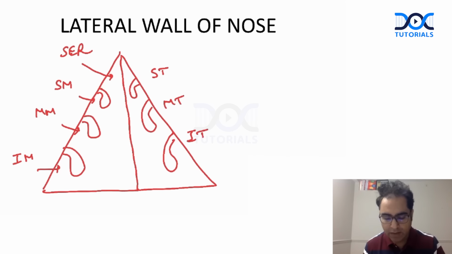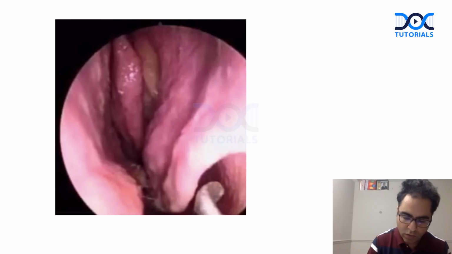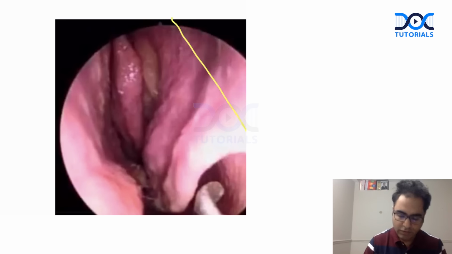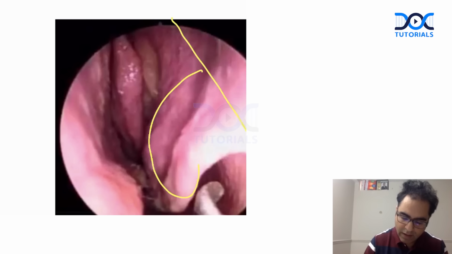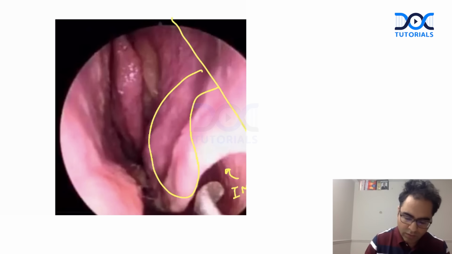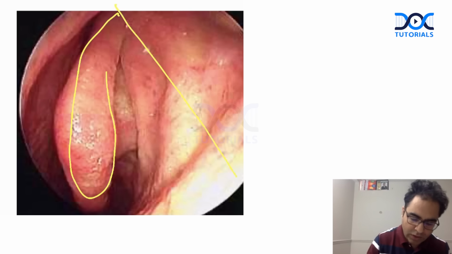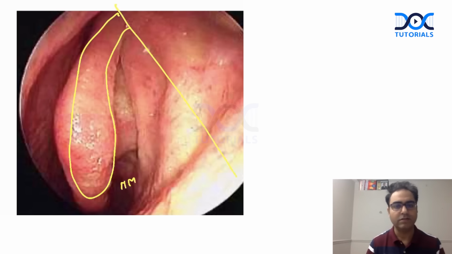Now, in the real endoscopy picture, please see, this is your lateral wall of the nose. This is your inferior turbinate, and this space is called inferior meatus. Similarly, over here in this picture, this is the lateral wall of the nose. This is your middle turbinate, hanging projection from the lateral wall, and this area is called middle meatus.